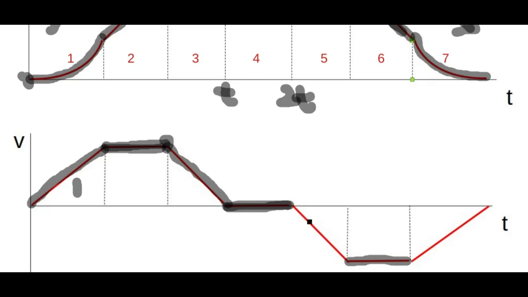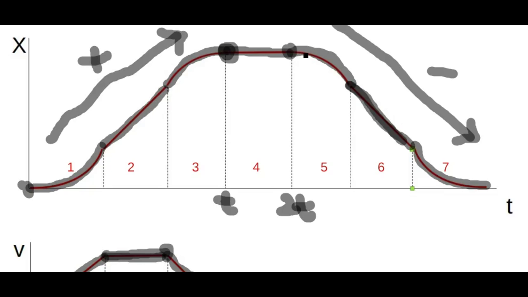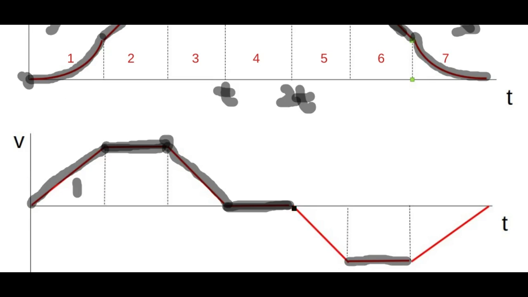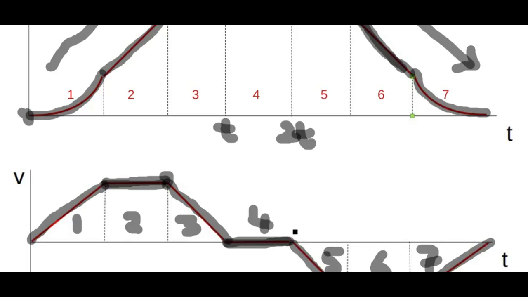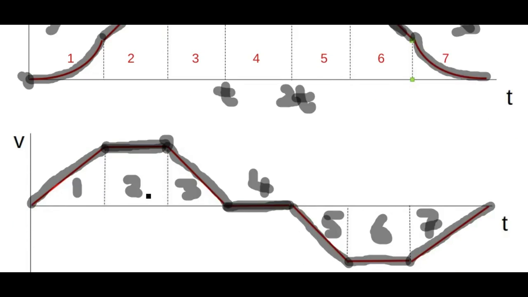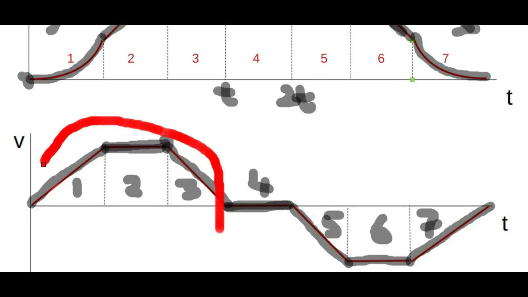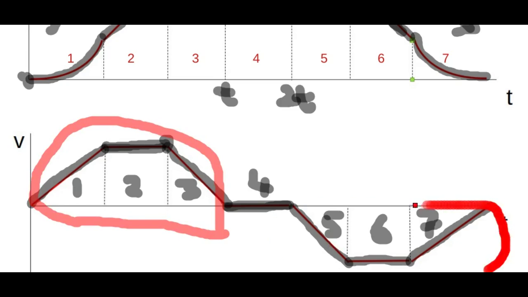Region 5 is speeding up in the negative direction. It was parabolic on the position versus time graph, but it's going to be linear in the velocity versus time graph, like this. Region 6 is constant speed. Region 7 is slowing down to stop. So stop means at the end the speed becomes again 0. In the velocity versus time graph, whatever you see above the x-axis is positive direction motion. Whatever you see below the x-axis is all negative direction motion.